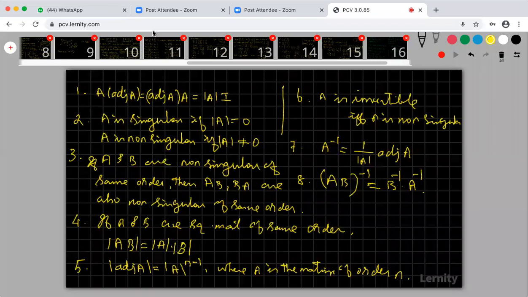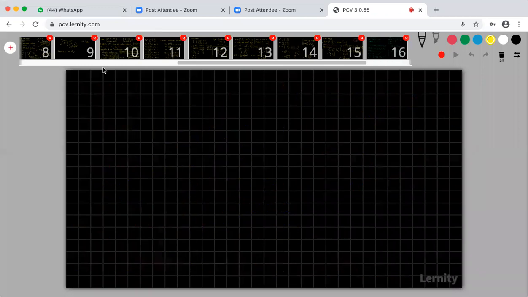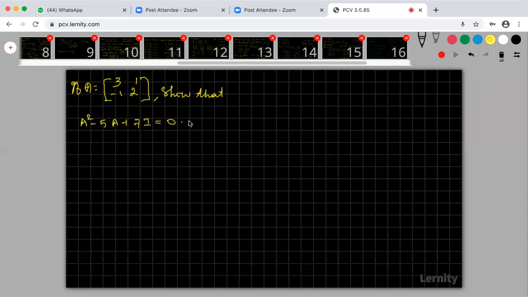Okay, so take the next problem. We have discussed some problems in our previous class. Now we are going to discuss some more problems. If A is equal to 3, 1, minus 1, 2, then show that A square minus 5A plus 7I equal to 0. Hence find A inverse.